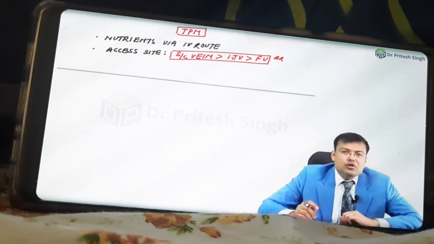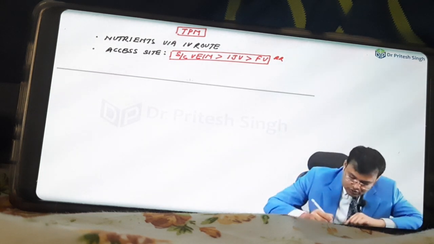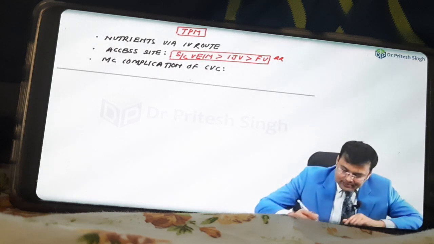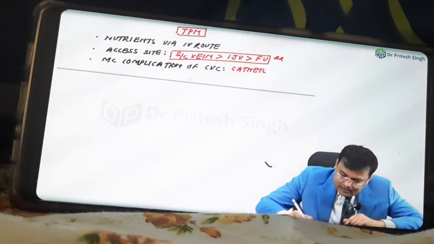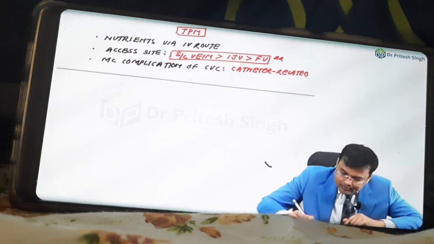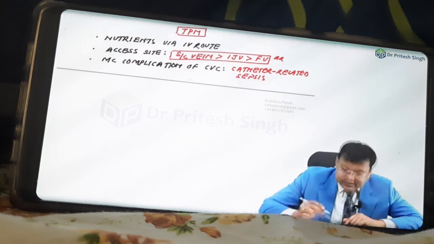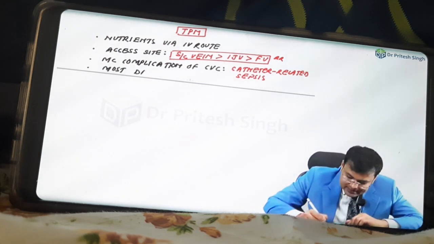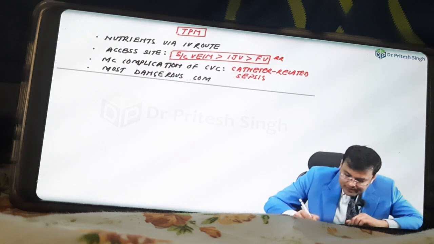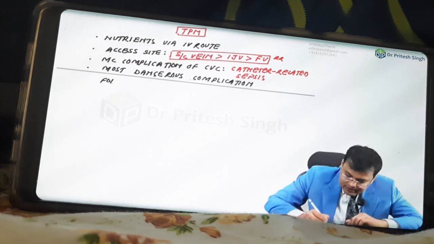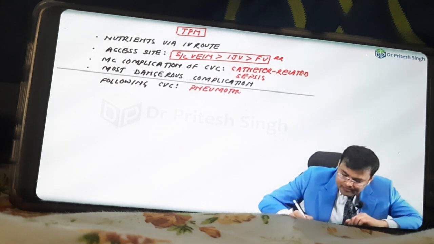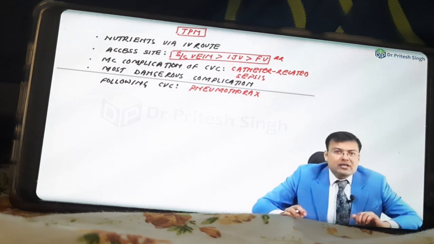Another question: what is the most common complication after central venous catheterization? Because a catheter is there, there is catheter related sepsis. Second question, what is the most dangerous complication following central venous catheterization? That is pneumothorax. So these are frequently asked one-liner questions related to TPN.